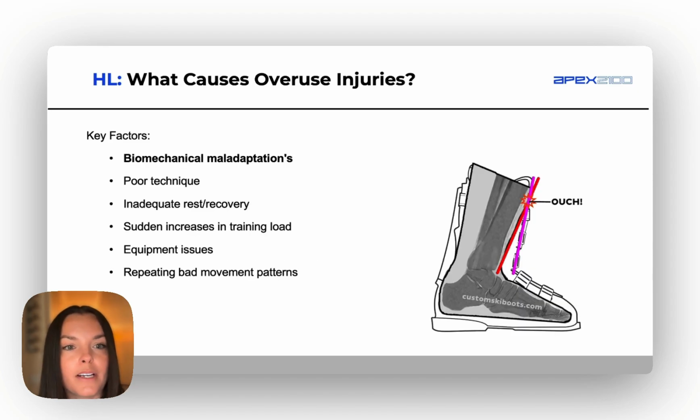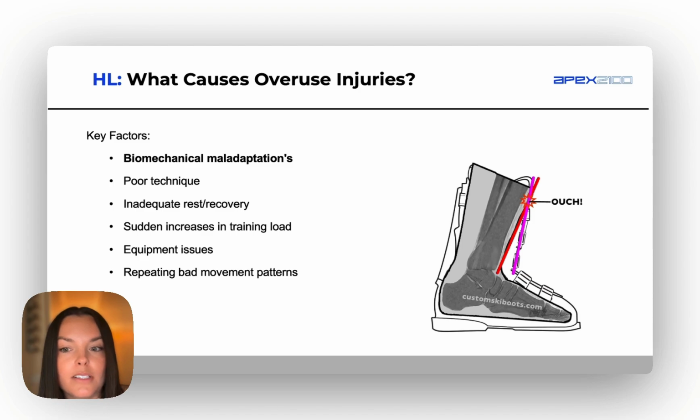So the key factors that cause overuse injury is biomechanical maladaptations. The IB likes to use this terminology. It basically means poor technique or muscle imbalances, or limited joint mobility, anything that biomechanically isn't quite right. Poor technique, again, inadequate rest and recovery, so not having enough rest and allowing our muscles and tissues to repair leads to that accumulation of stress and makes the body more susceptible to injury.